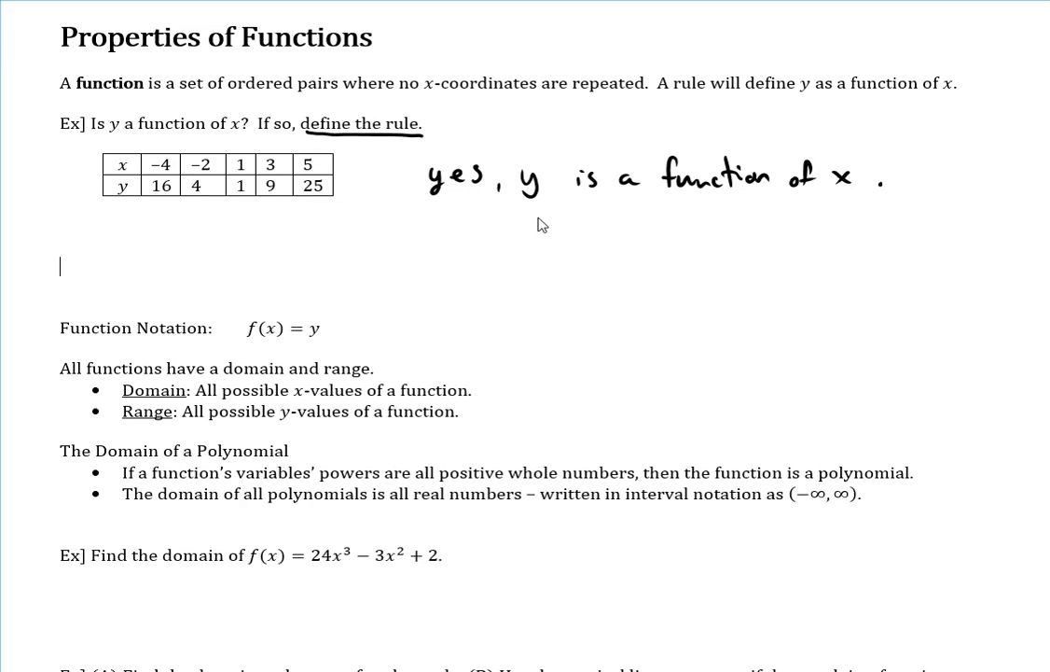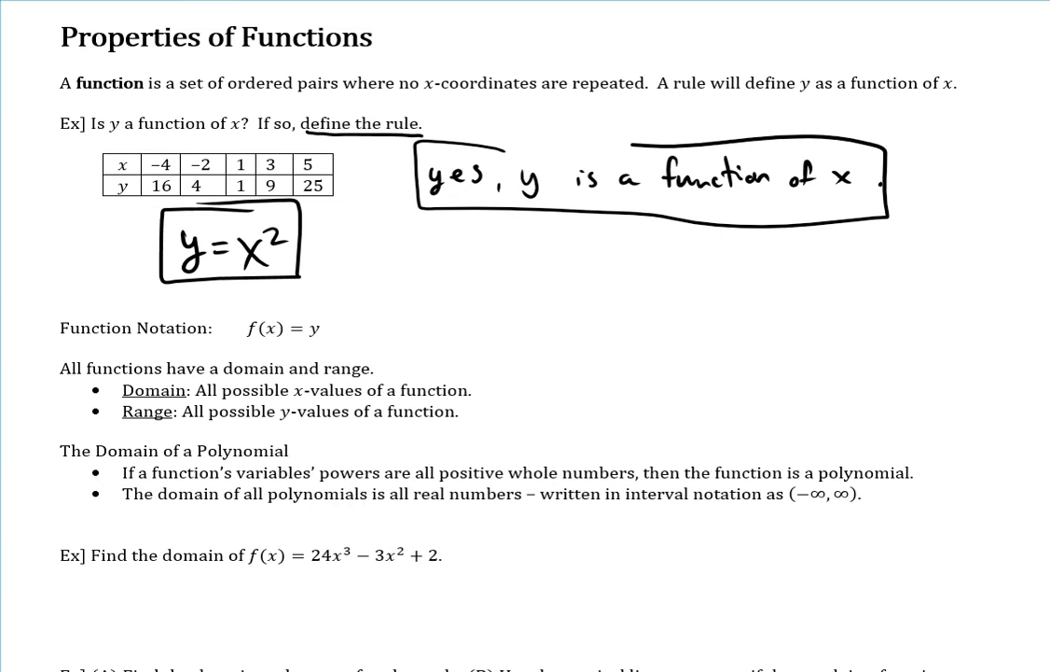In this problem, they said to define the rule. Okay, so often they won't ask you to define the rule unless it's something that hopefully is clear enough. Well, notice what's happening between your x coordinates and y coordinates. This might look like a familiar notation. Here's where we want to think of the square. So 3 squared is 9, 5 squared is 25, 1 squared is 1, negative 2 squared is 4. Okay, so that's what's happening here. So if we square x, we get y. So y is x squared would be the defined rule. Again, let me just box those two like that.